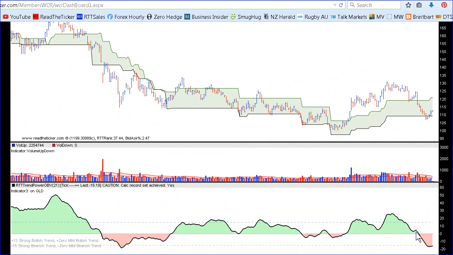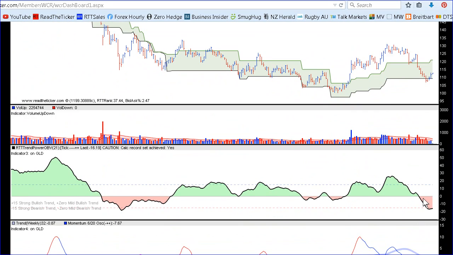And the RTT OBV weekly showing that it's right at the extreme. So this is really at an entry zone of our weighted volume tool, RTT Trend Power OBV, on a weekly basis. This is where it turned before. I believe this is where it'll turn again here. Just have to wait and see. Like I said before, it still can creep down a little bit lower, might do a spring.